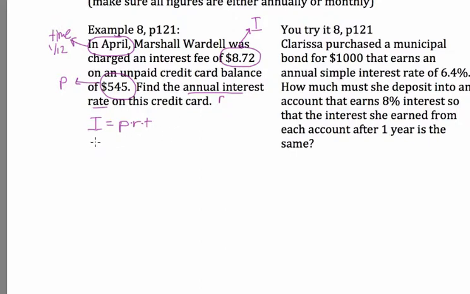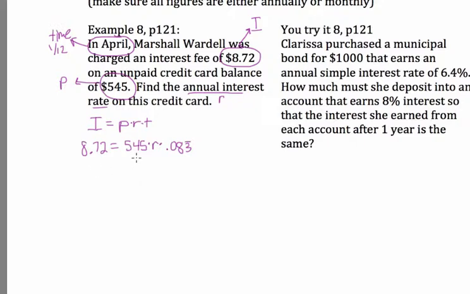So now all I have to do is plug all this information in and solve for my unknown. The interest was $872. The principal, or what I started out with, was $545. My rate was unknown. And my time is 1/12, or I'll change to a decimal, .083 repeating.